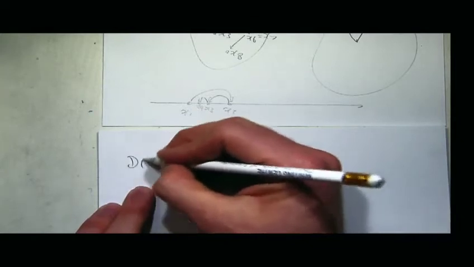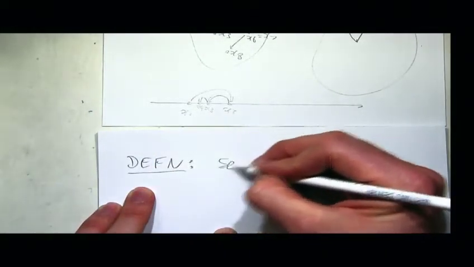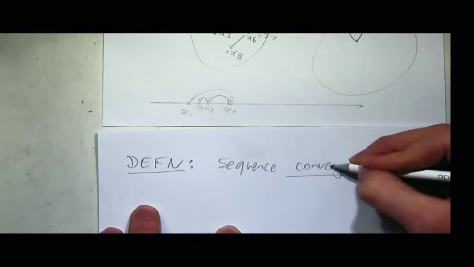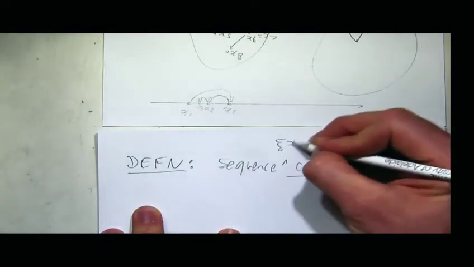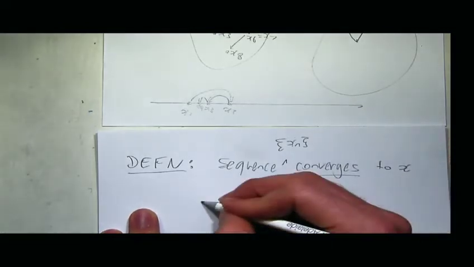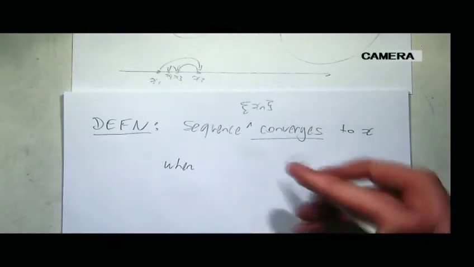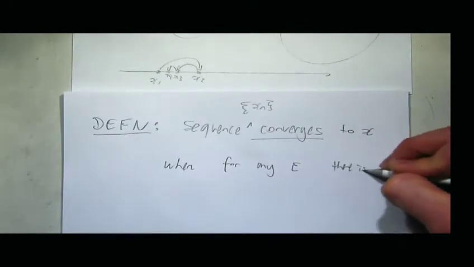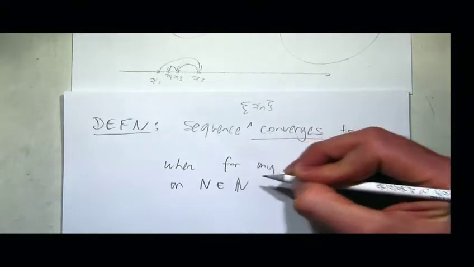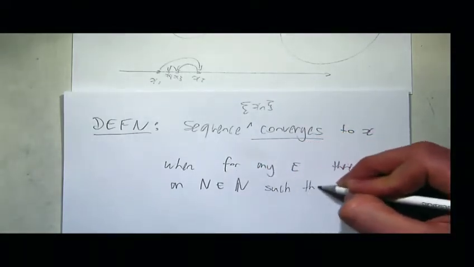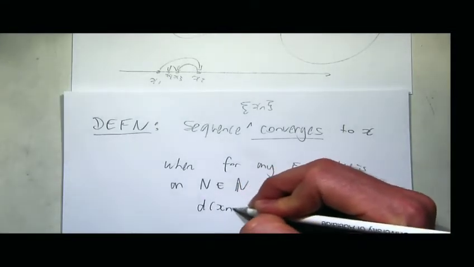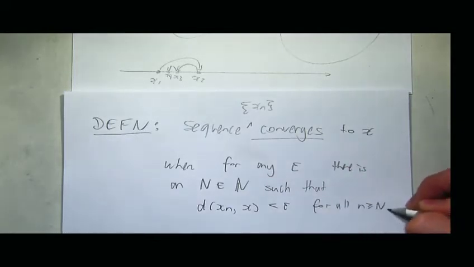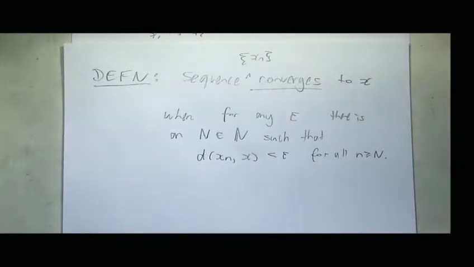So, here are some more definitions. A sequence xn converges to x when, for any epsilon, there is an n, which is an integer, such that the distance between xn and x is less than epsilon for all n greater than or equal to n. That's the definition.